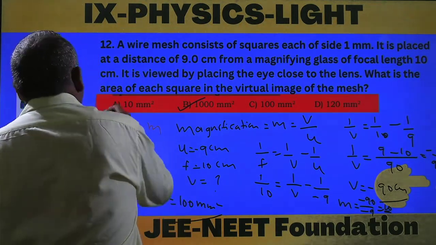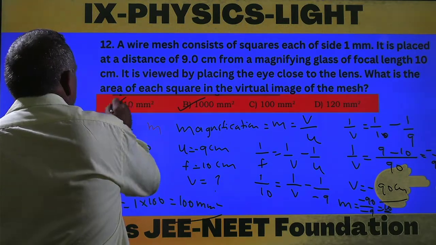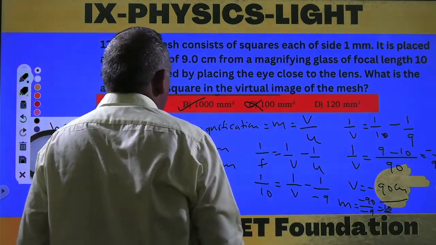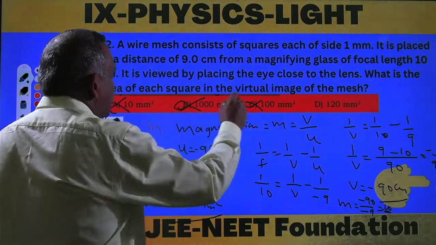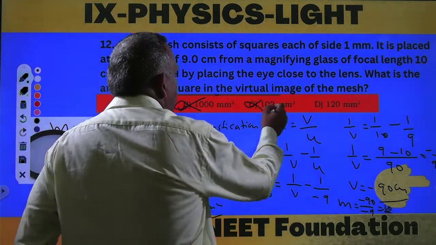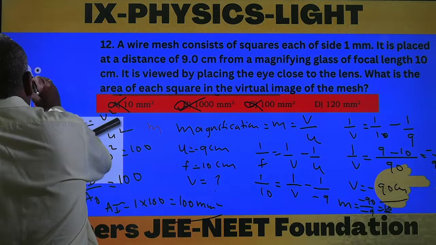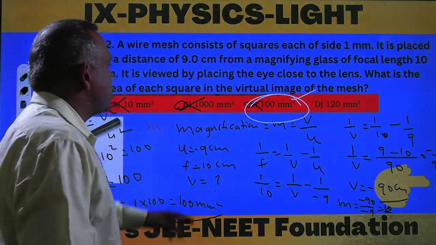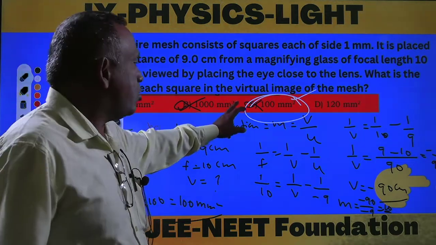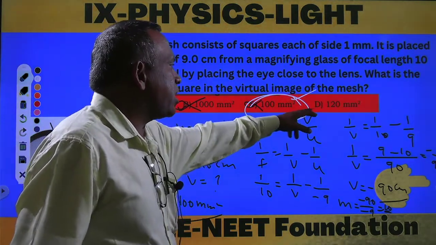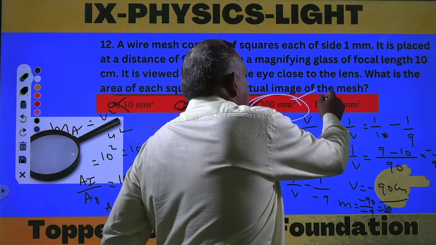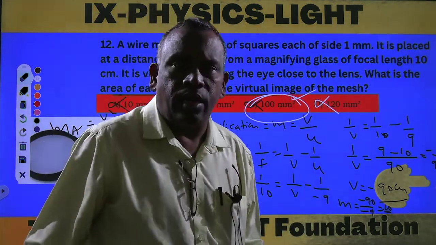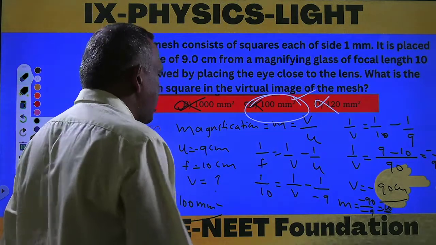Among the remaining options, 10 mm square is wrong, and 1000 mm square is wrong. The correct answer is 100 mm square, so option C is the correct one. 120 is also a wrong answer. So the right answer is 100 mm square. I hope it is clear.